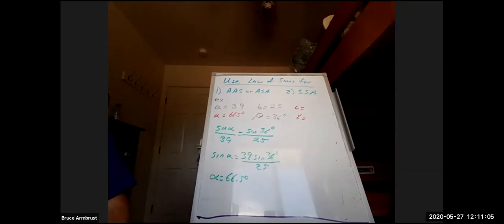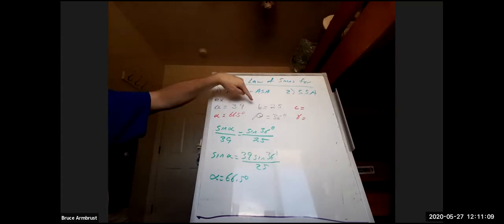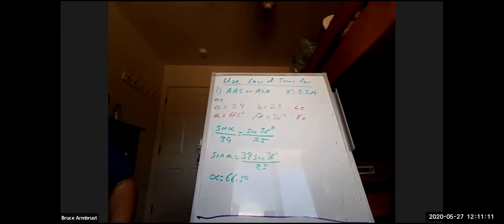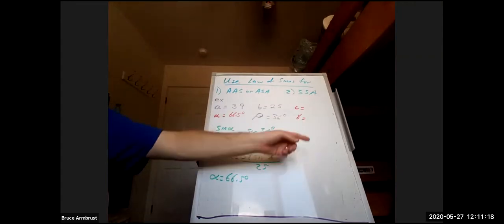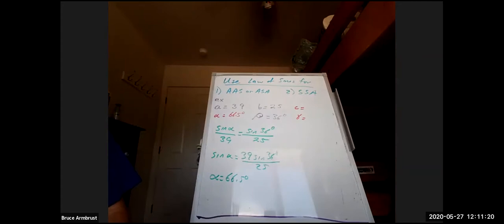All right, so notice that this just naturally led us to find alpha. The three pieces that we knew push us to alpha. And now that we know alpha, we can find gamma. Because gamma is just going to be 180 minus this 66.5 and the 36, which is 77.5.